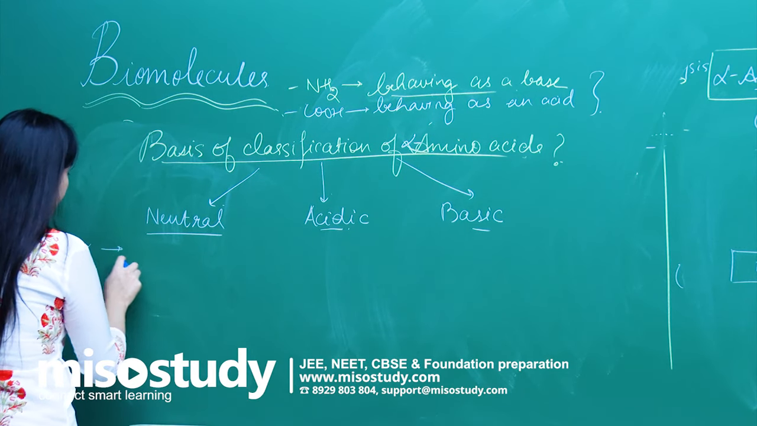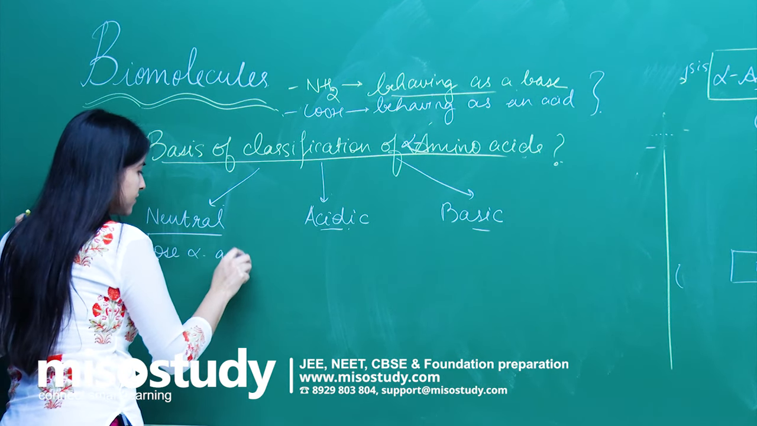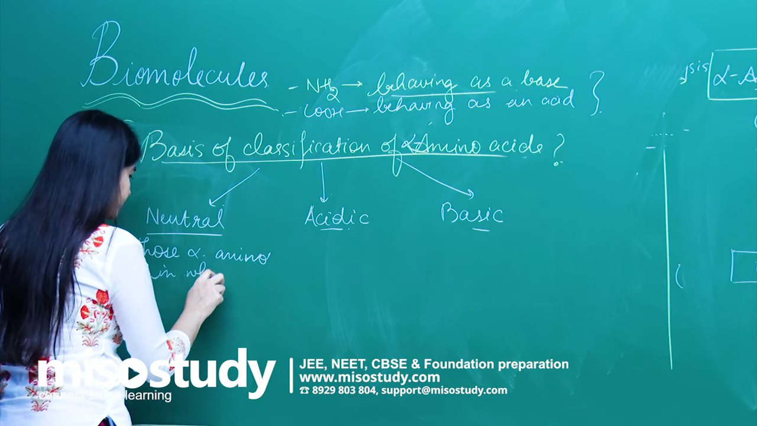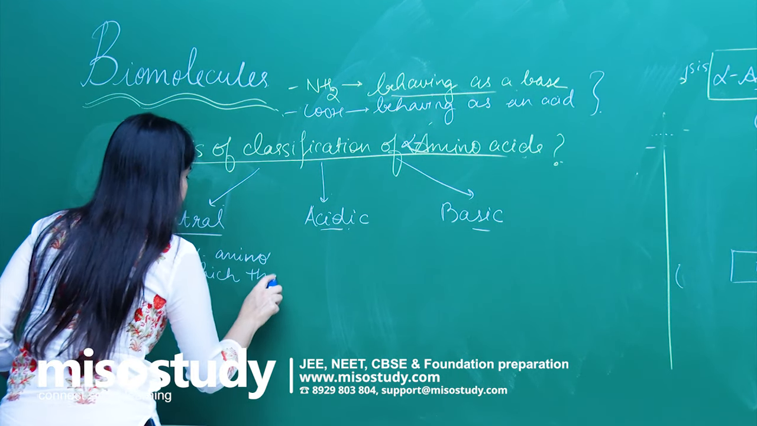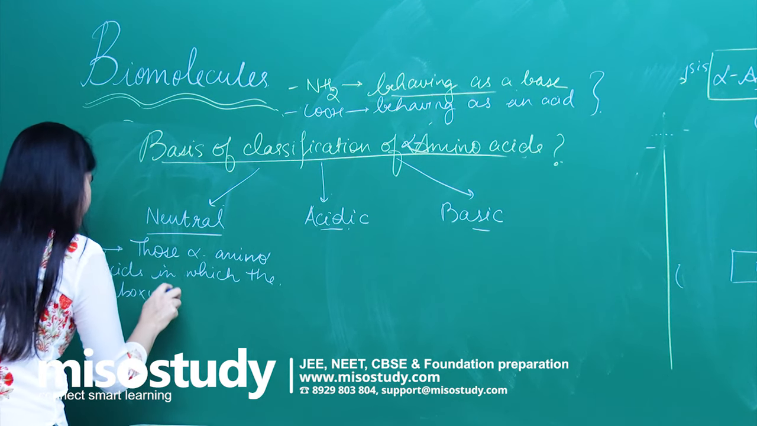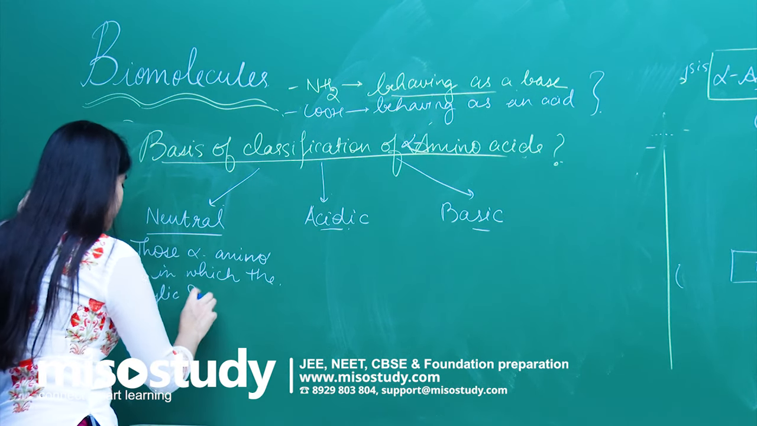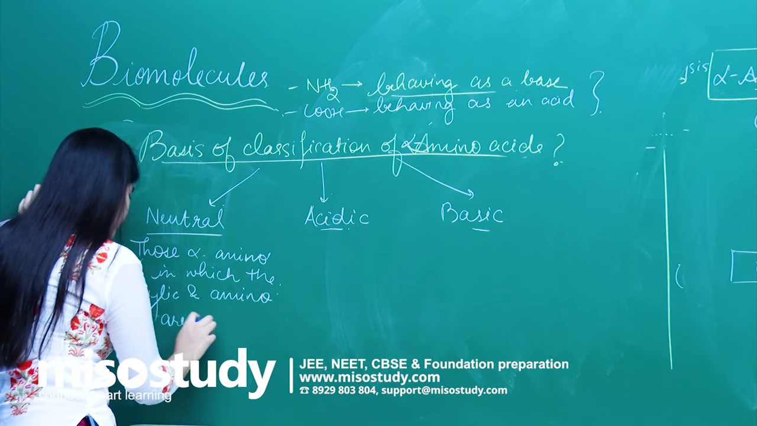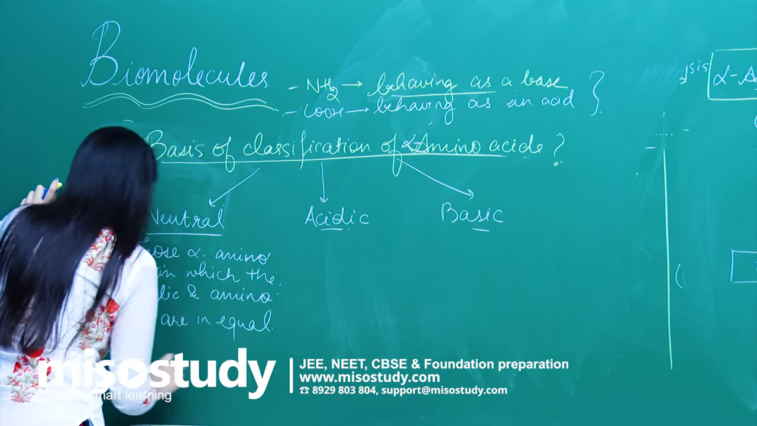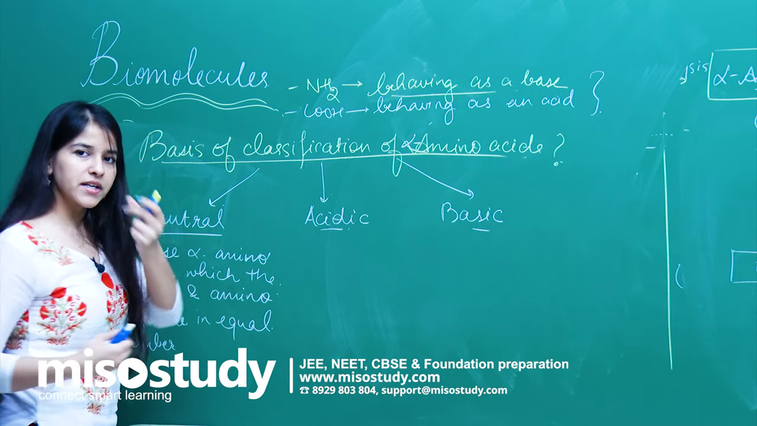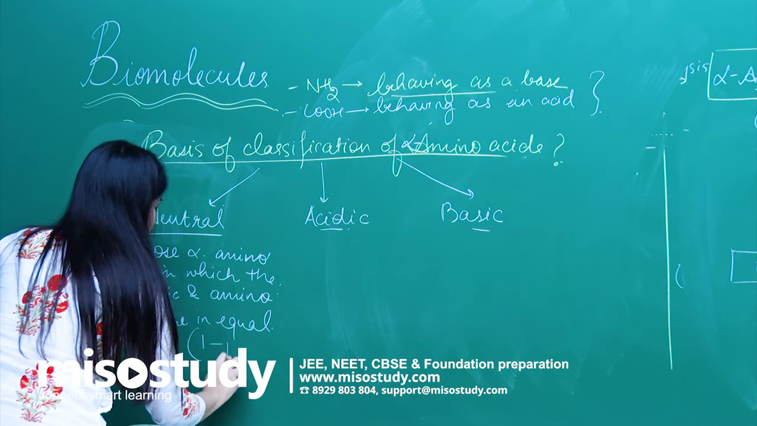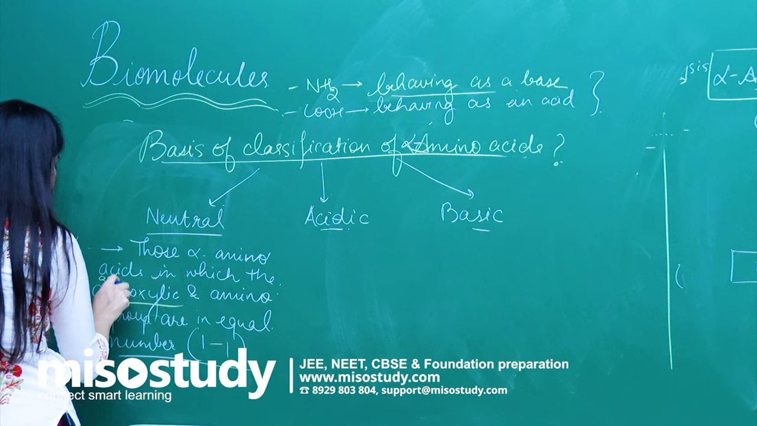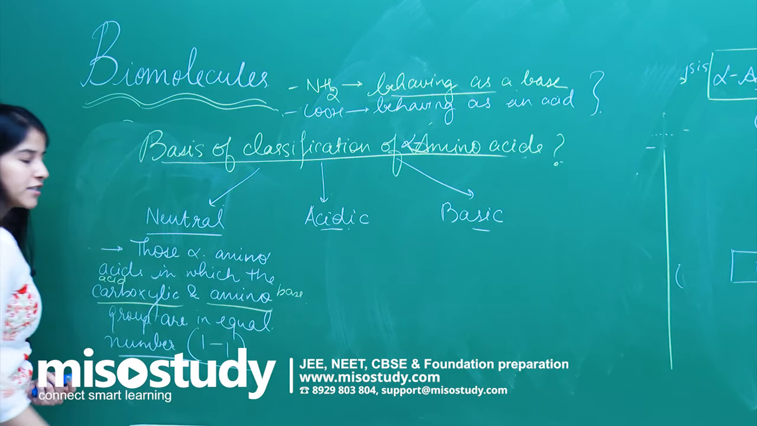So, here what do I have? Those alpha amino acids in which the carboxylic and the amino group are present in the same quantity, in equal number, or generally they are present one and one. Those all in all will be having a neutral compound, because carboxylic is acid whereas amine is a base. So I've got a neutral compound over here.